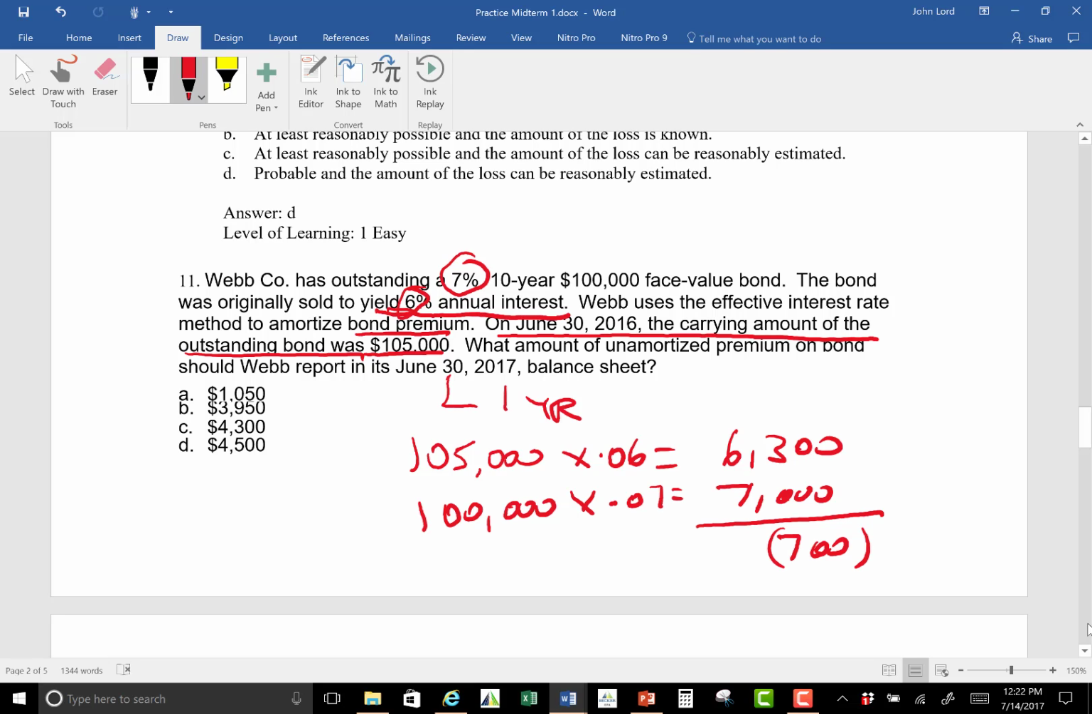And so since the premium has come down, the carrying value of the bond will go up, but they didn't ask me the carrying value of the bond. They asked me how much is the premium now. And so if the premium was 5,000 and I've just amortized it 700, now the premium should be 4,300. That should be the answer to this question.